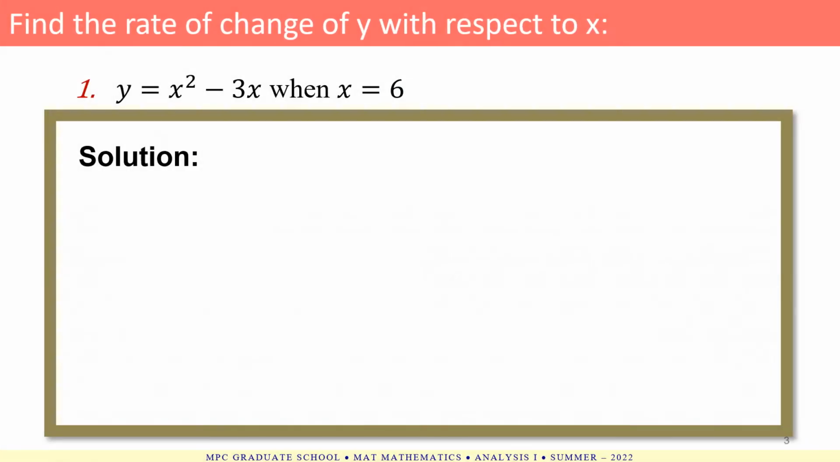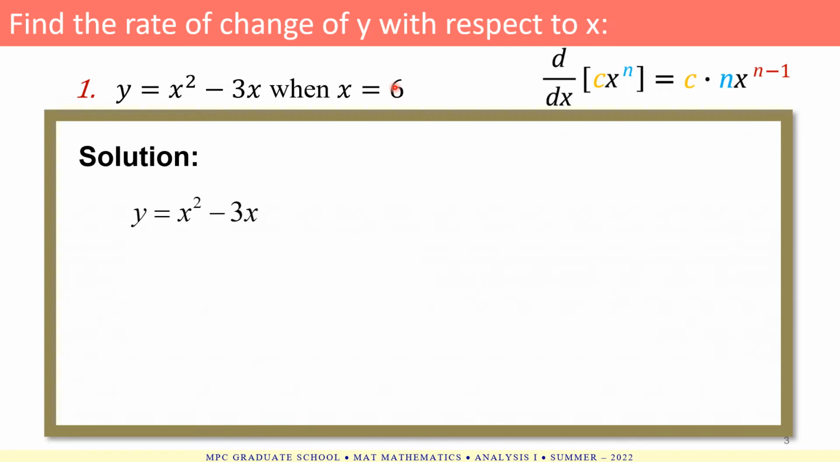Okay, let's try to answer this item. On number 1, find the rate of change of y with respect to x. y equals x squared minus 3x when x equals 6. So again, rate of change and derivative tells us how a function changes. This item asks us to find the derivative of the given function and then substitute a given value for x, which is 6. To do that, we need to use the power rule.